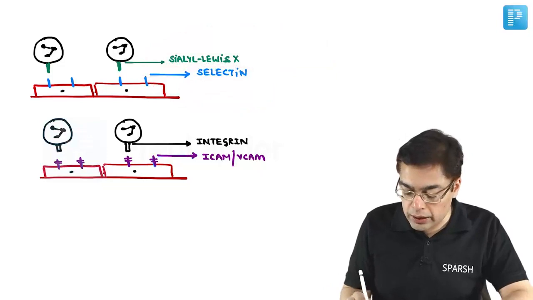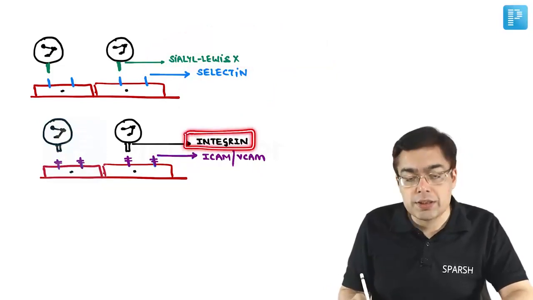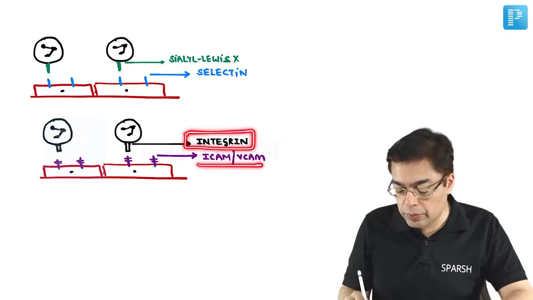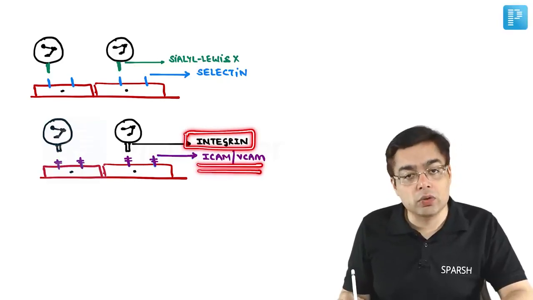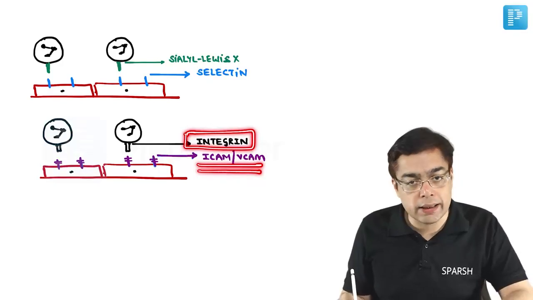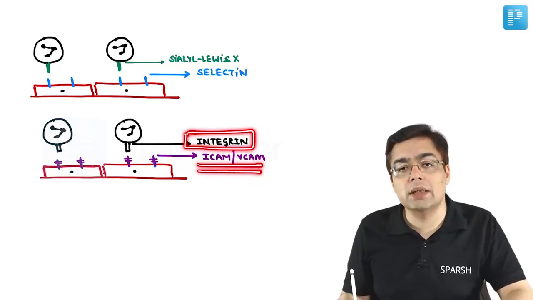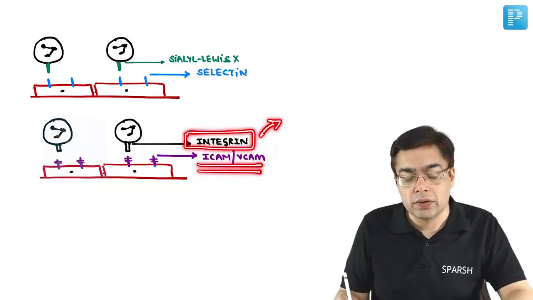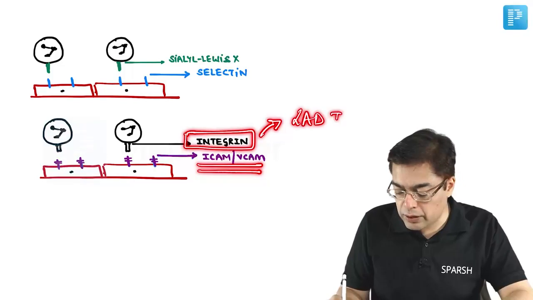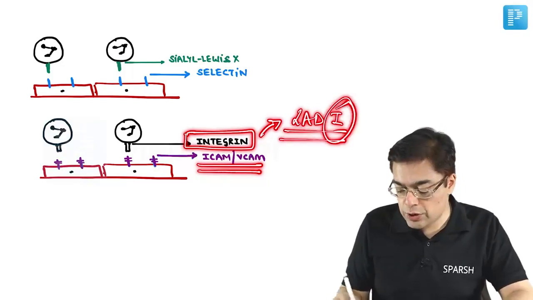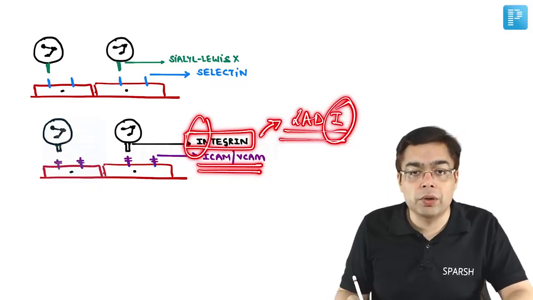When we are talking about a trouble at the level of integrins, integrins are expressed on the surface of white blood cells. They interact with complementary molecules on the surface of endothelial cells, which are called intercellular adhesion molecule, that's ICAM, and vascular cell adhesion molecule, that is VCAM. Any problem at the level of integrins is going to be associated with LAD 1. So easy for us to remember, and that's a memory trick that I told you in the main videos as well.